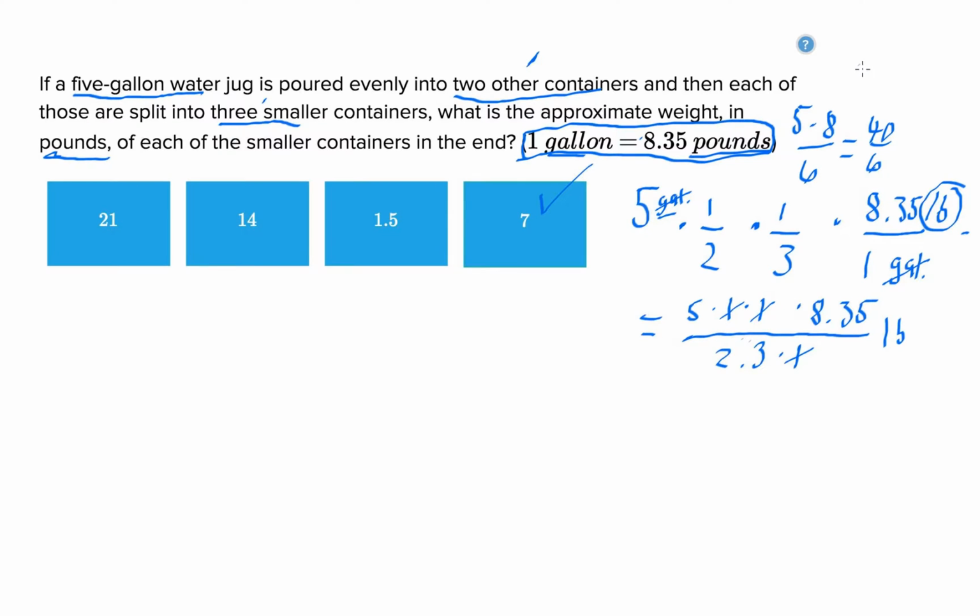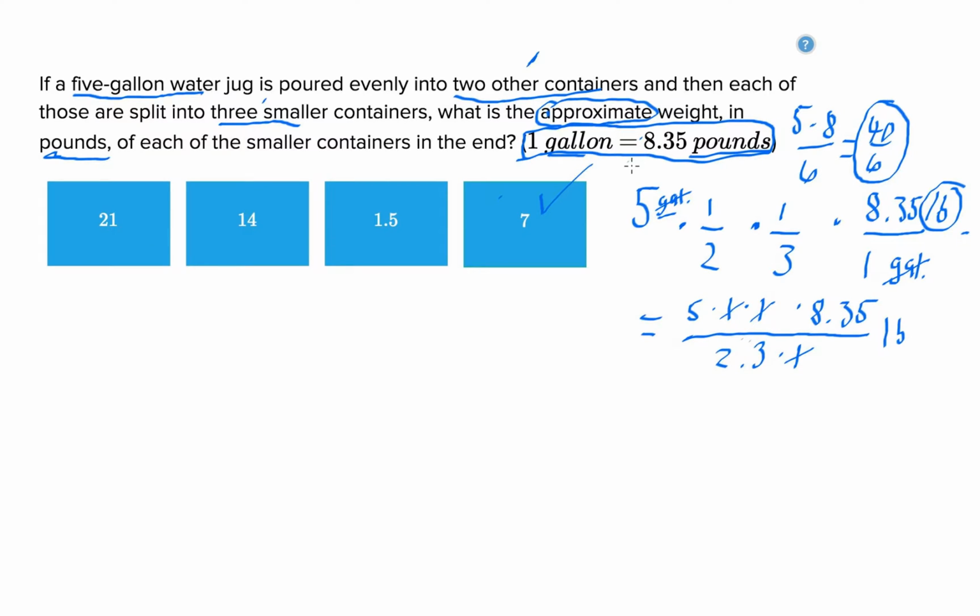Now, if you remember, 42 divided by 6 is 7, and 36 divided by 6 is 6. So that means that this number, 40 divided by 6, is going to be between 6 and 7. The only answer choice that is even close to between 6 and 7 is going to be this 7 right there. And once again, we can do this because it's asking for approximate weight.